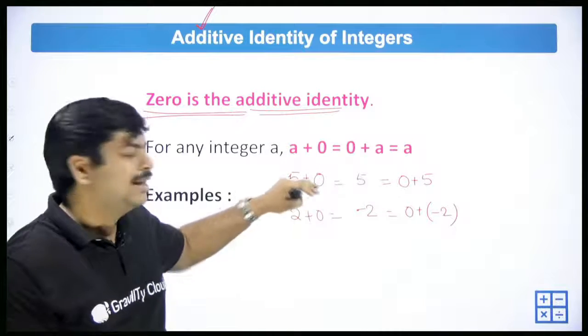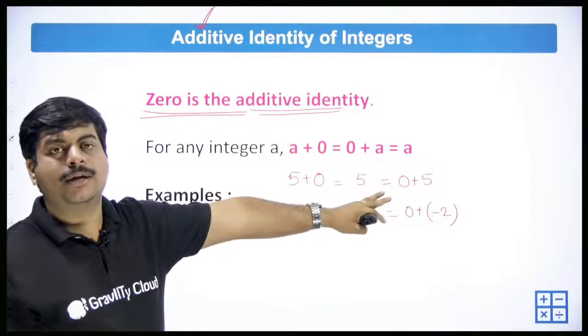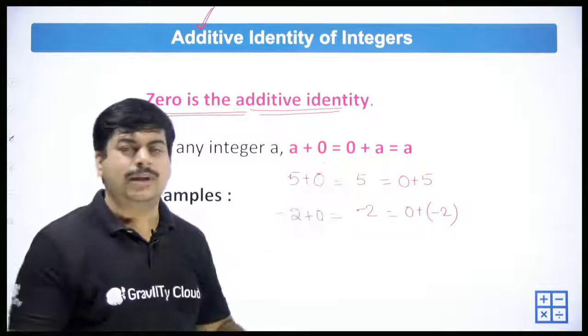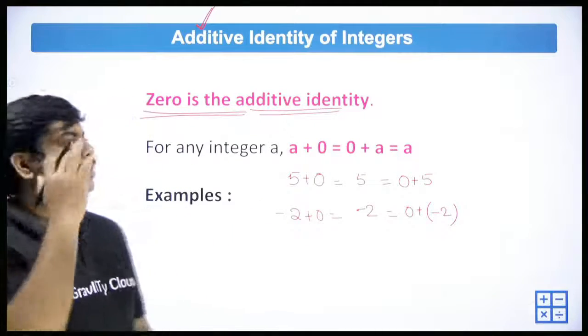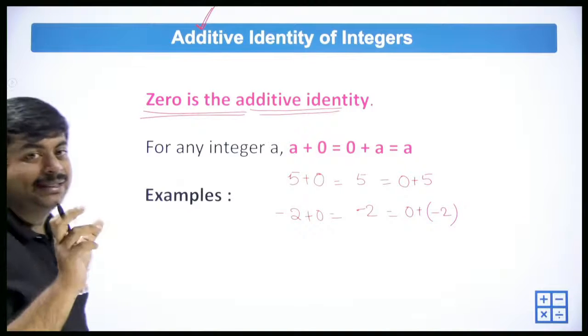For the number 5, you're adding nothing. So the same number will appear. For minus 1000, you're adding 0. That means you're not changing anything. Same minus 1000 will come. Okay. So that is about additive identity.